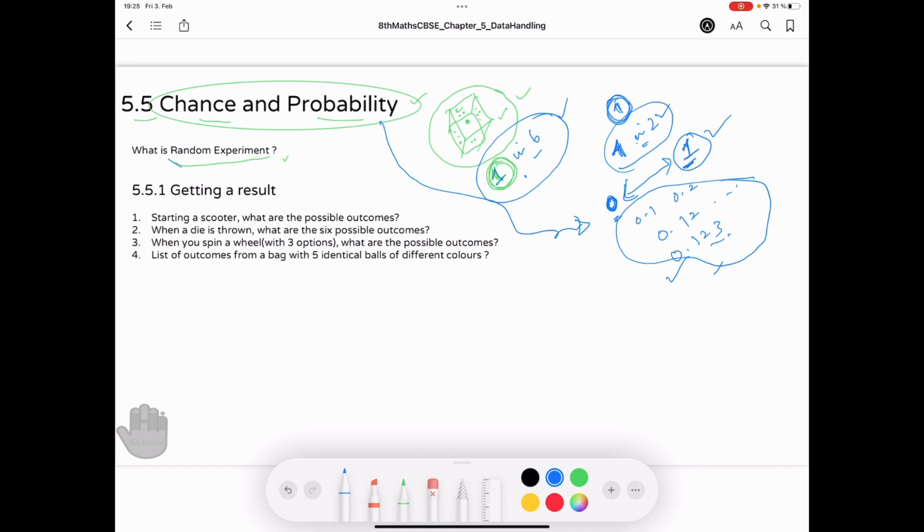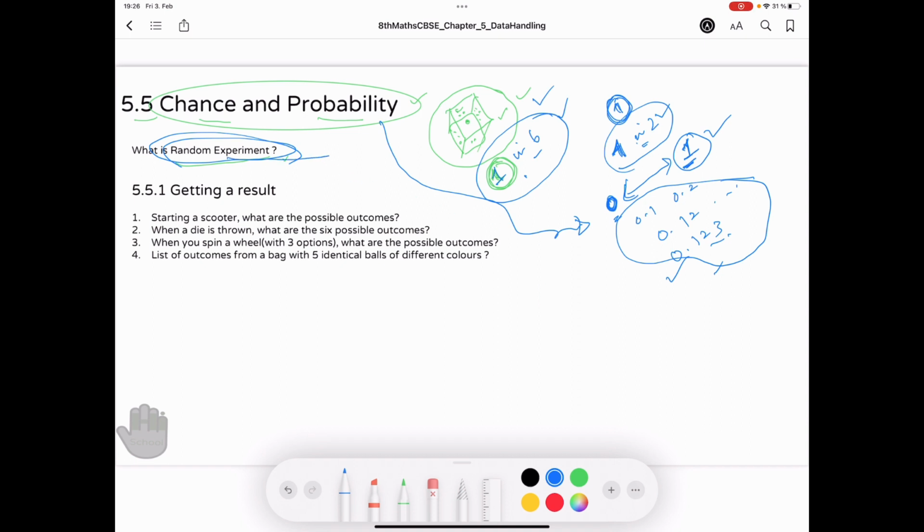So what is a random experiment? Rolling of a dice is a random experiment, because when we roll a dice, we don't know what side is going to come. When we toss a coin, we don't know which side the coin is going to fall on. So these are random experiments.